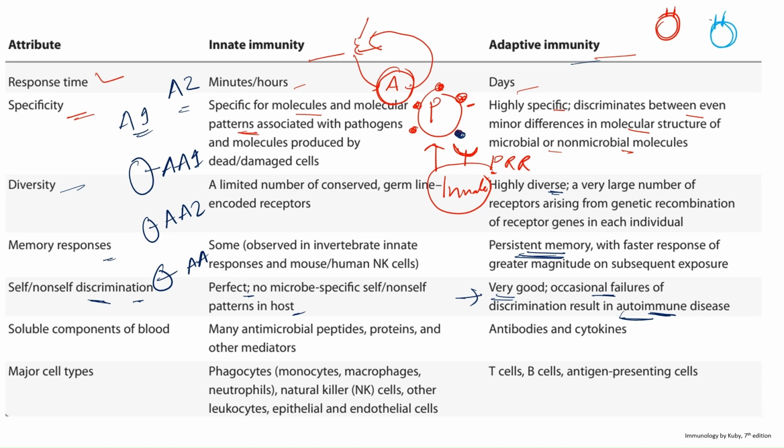Now coming to soluble components of the blood. In the innate immune system, we have multiple peptides, proteins and mediators, whereas in the adaptive, we have antibodies and cytokines. Major cell types of the innate immune system are all the phagocytes, natural killer cells, epithelial cells and endothelial cells. Whereas in the adaptive immune system, we have T cells, B cells and antigen presenting cells.